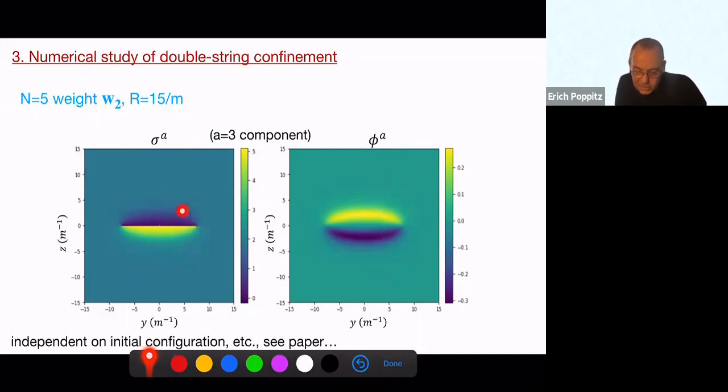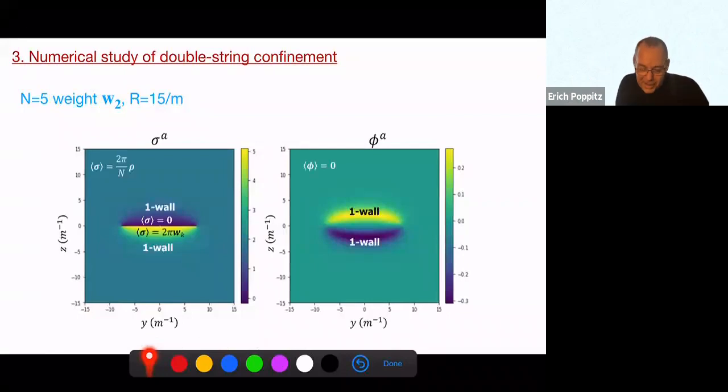What's interesting is that you have this electrostatic problem, and you solve it using relaxation. It's independent of the initial configuration. My collaborators tried with completely random configurations. You always relax to this. It's very interesting. And that is precisely what I told you before, that there's going to be a one wall, another vacuum, and a one wall. So this is the vacuum 2. Outside is the vacuum 1, inside is the vacuum 0, okay?